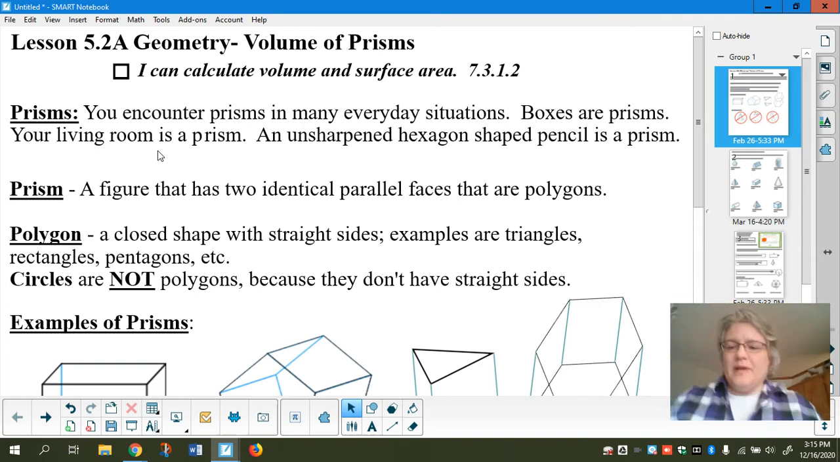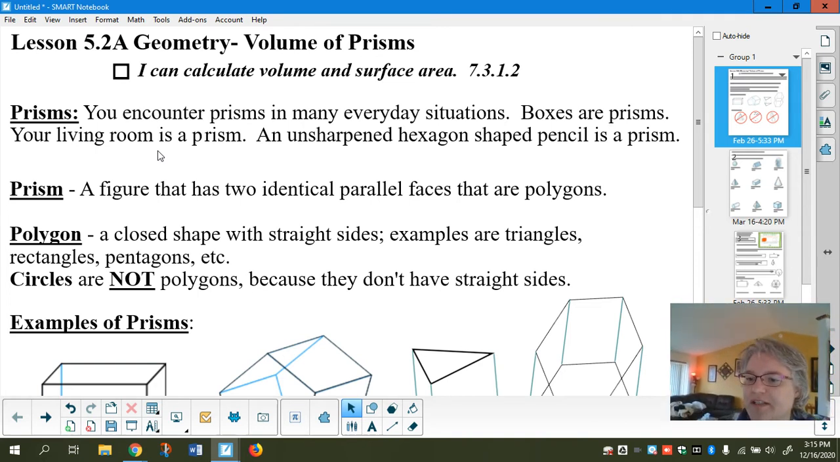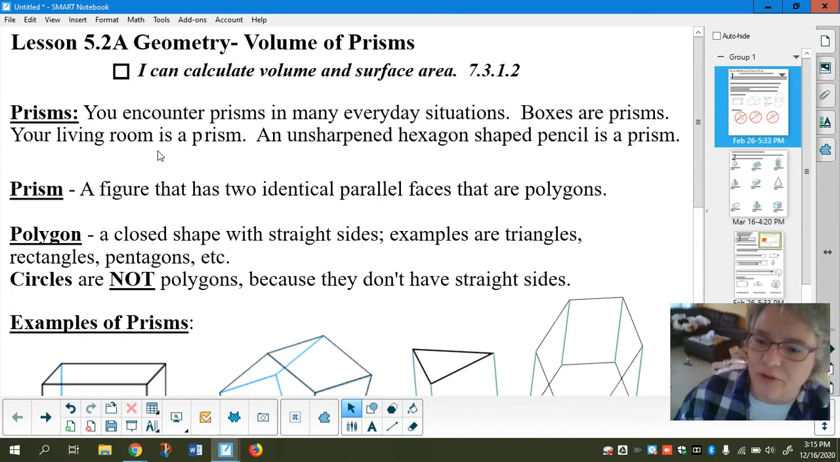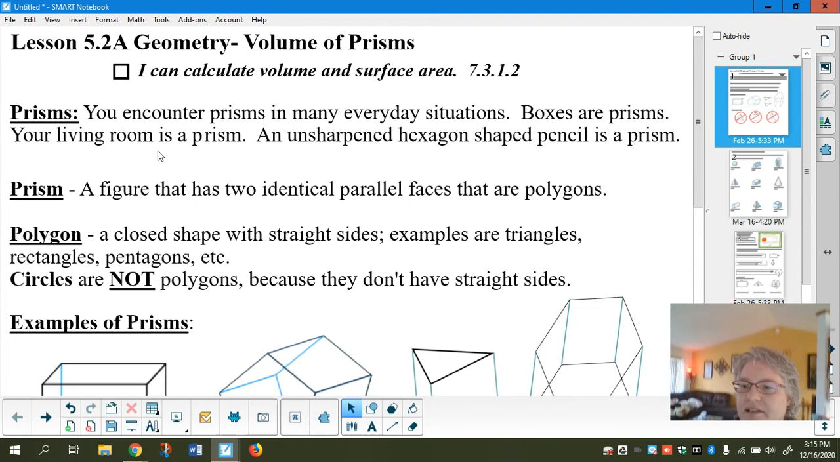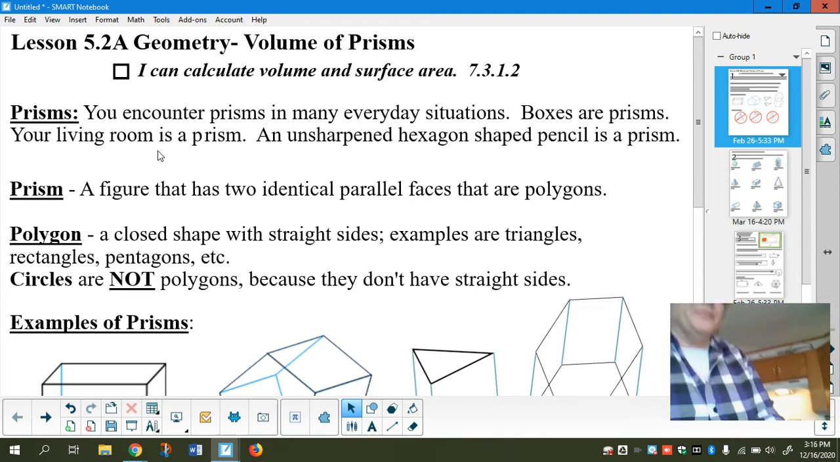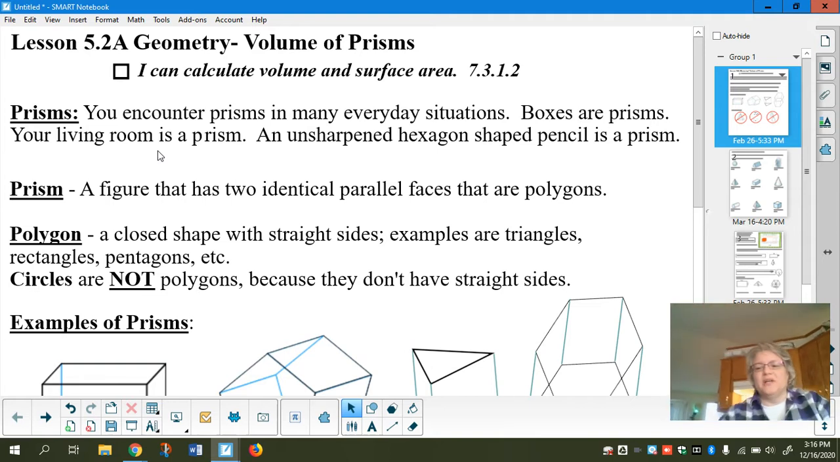Because if we walk over to my living room, I have a vaulted ceiling. And so a vaulted ceiling doesn't have identical floor and ceiling bases. So it is not a prism. But maybe yours is. If your living room has a flat ceiling and a flat floor, it's probably a prism. Okay, so a prism is a figure that has two identical parallel faces that are polygons.